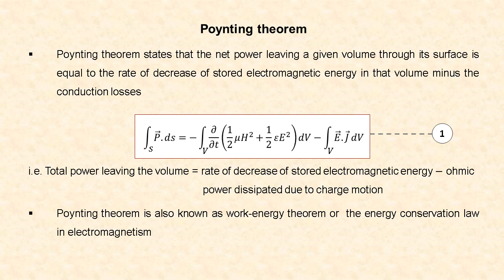This represents that the total power leaving the volume through its surface S is equal to the rate of decrease of stored electromagnetic energy. The electromagnetic energy is decreasing, hence it is represented by a minus sign. The conduction loss is nothing but ohmic power dissipated due to charge motion. This Poynting theorem is also known as the work energy theorem or the energy conservation law in electromagnetism.